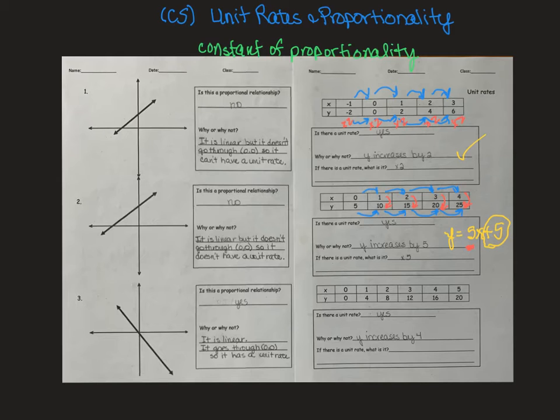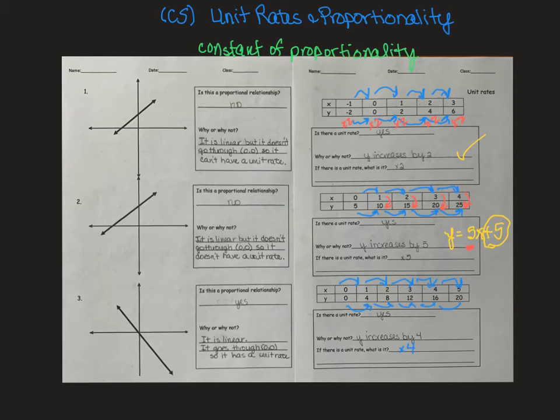Okay, let's go to the next one. This is going up by 1, and it continues to go up by 1. This goes up by 4, 4, 4, 4, right? So it has a unit rate. The unit rate is 4 because as x increases by 1, y increases by 4. So it is linear, because it goes up at a constant rate.